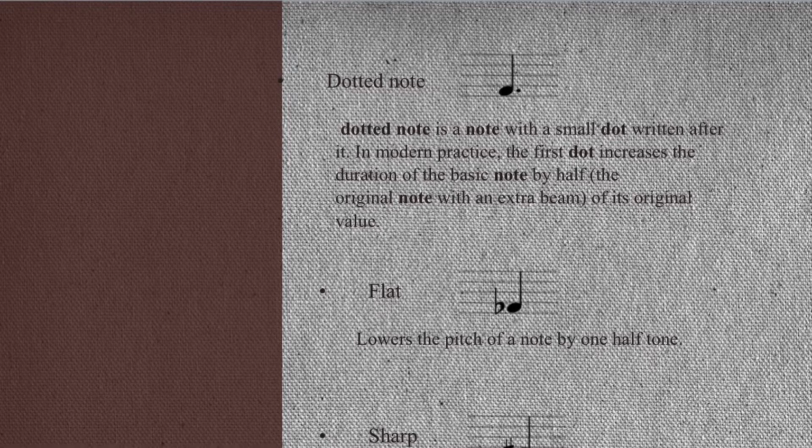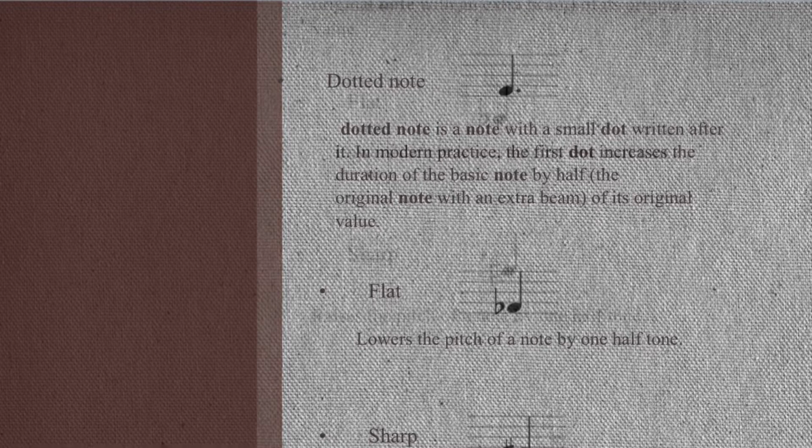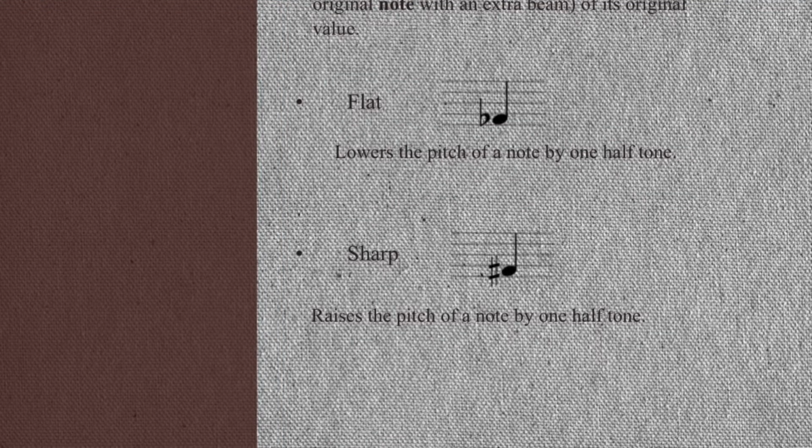So next is flat. A flat in musical notation means lower in pitch by one semitone or half step. Sharp. The sharp is the opposite of flat. So flat lowers the pitch of a note by 1/2 step, while sharp raises the pitch of a note by 1/2 tone or half step.